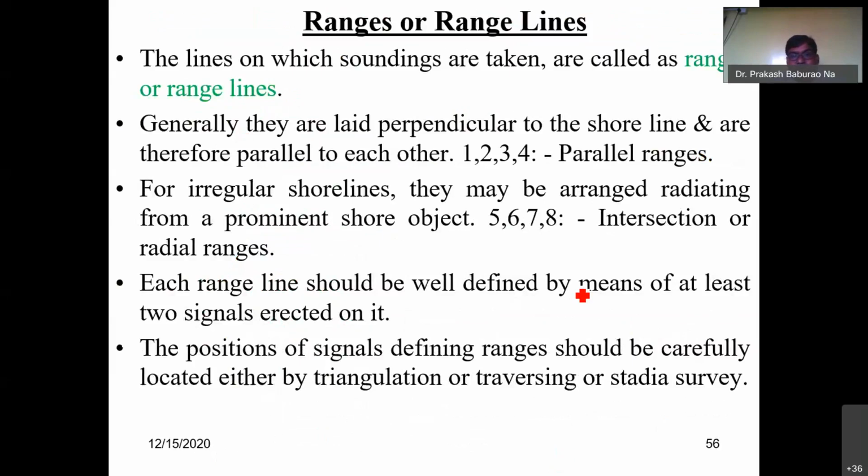Already you have 1, 2, 3, 4. These are the parallel lines. If that is not possible, then you may go with irregular shore lines, depending upon the site conditions on a river side. The range lines should be well defined by means of at least 2 signals erected on them. The position of the signals defining the ranges should be carefully located either by triangulation, traversing or the CDS surveying.